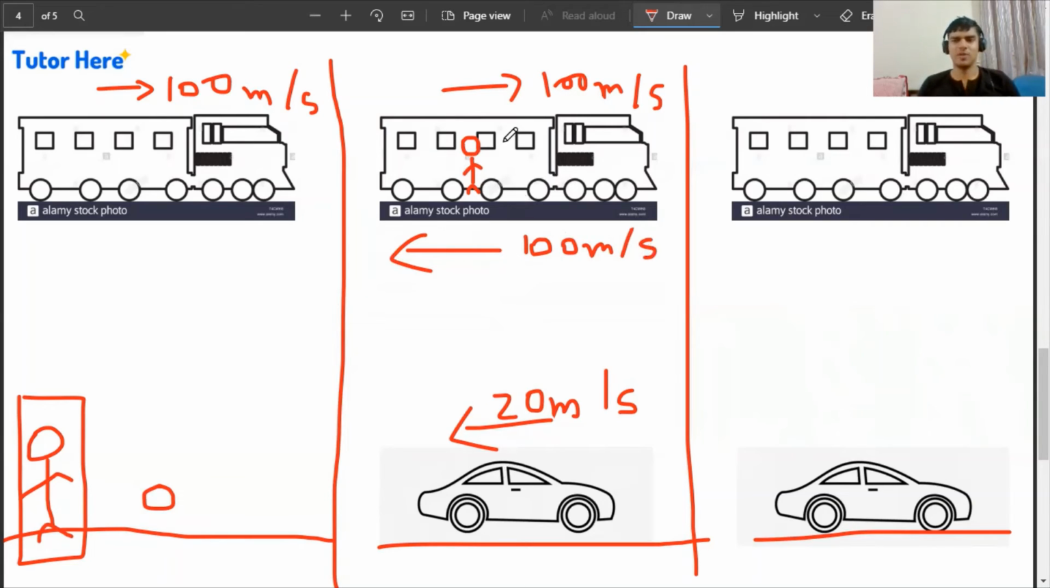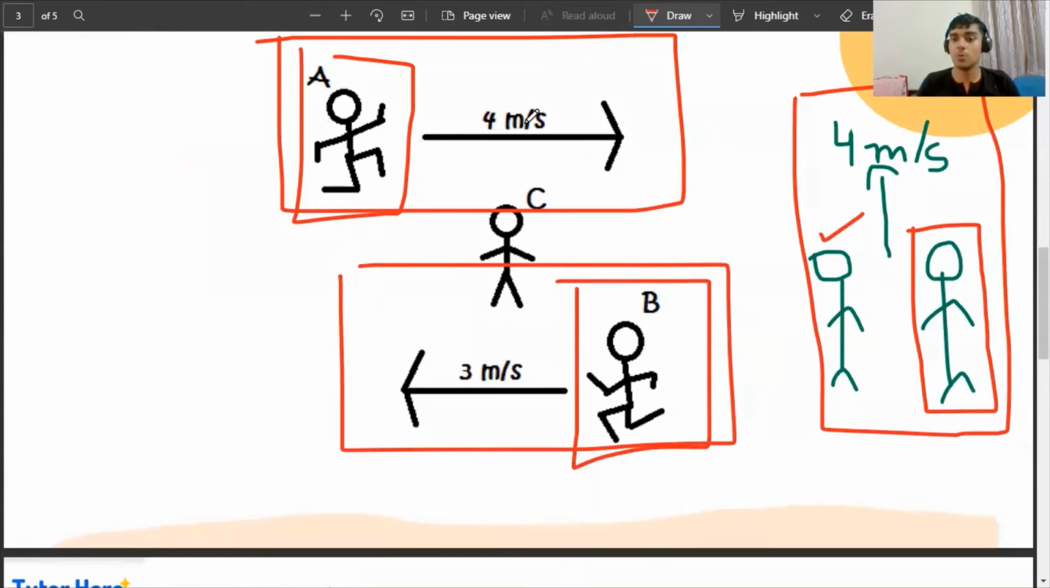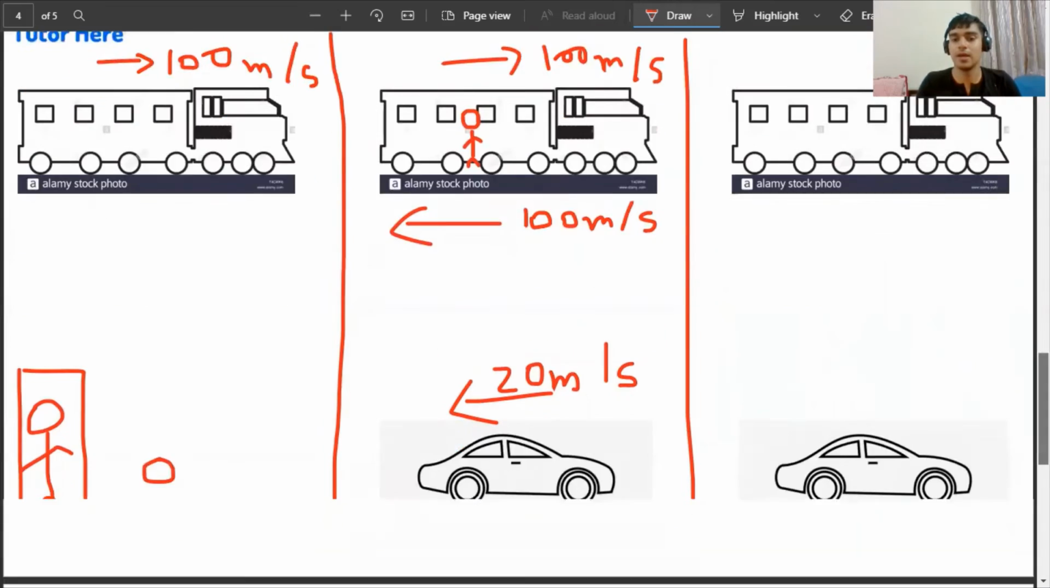Second question. If I'm in the train and I look at this car moving towards the left at 20 meters per second, what do you think I would feel the velocity of the car is if I'm looking at the car from the train? It would be 100 meters per second plus 20 meters per second. You remember this example that we did where we added the velocities because they were in opposite directions. We do the same thing here.